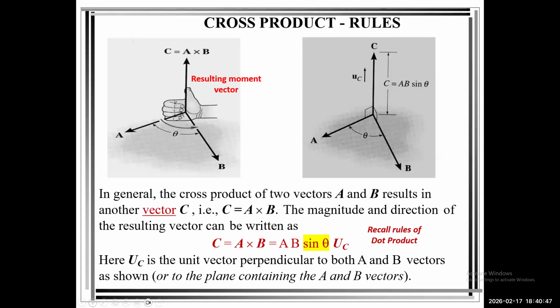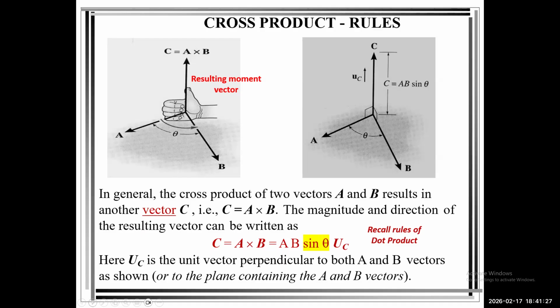So in the cross product sense, your right hand grip rule shows you that if you have two vectors in a plane, A and B, and you can see their sense together, they have an angle apart, theta. Your thumb is in the direction of the resulting moment vector, which is C. And so the cross product of A times B means that you can consider the unit vector in the direction of C, where C is going to be A times B sine theta.